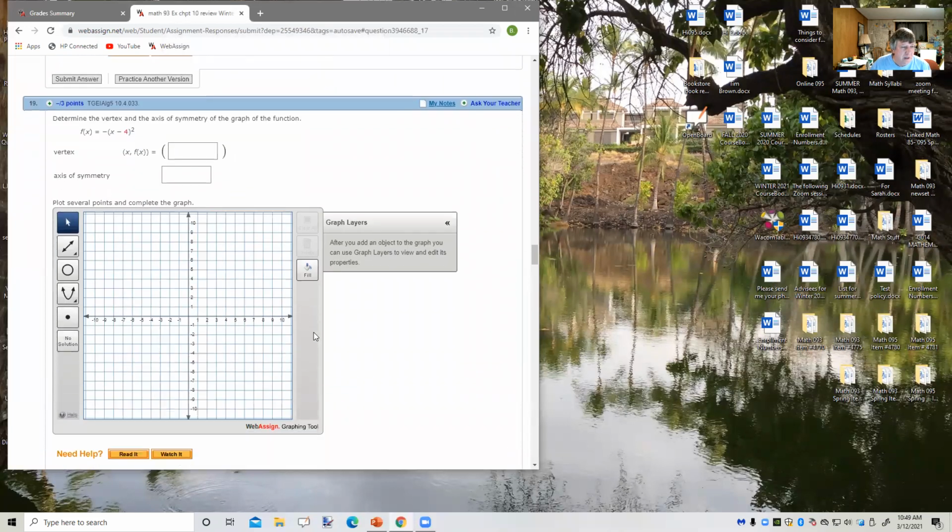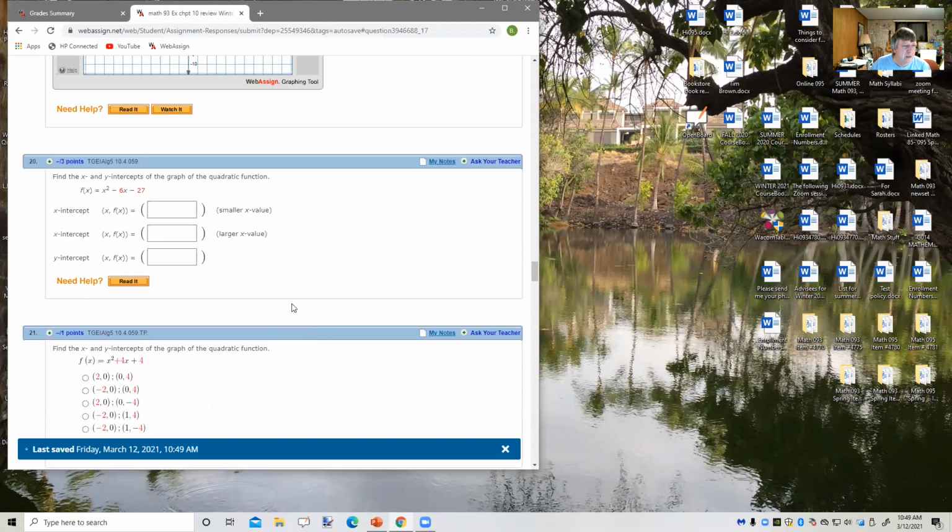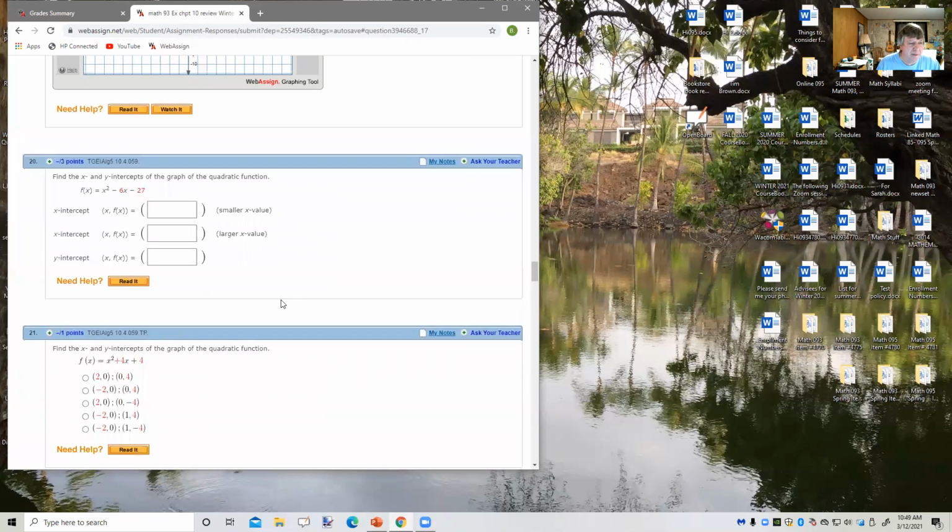Let's do this one. It says find the x and y intercepts of the graph of the function. We have f of x equals x squared minus 6x minus 27. Okay, so let's go back to the whiteboard.